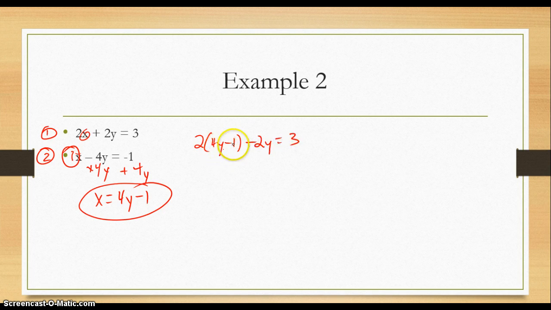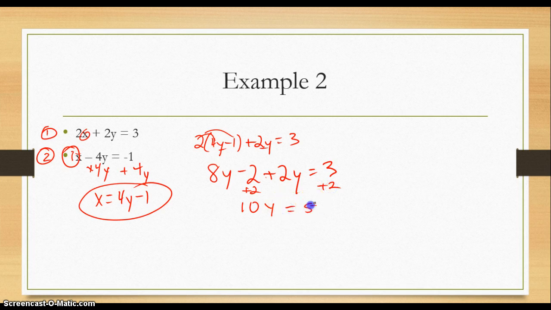Now I only have one variable left, y, so we're going to solve for that. I have to distribute first. 8y minus 2 plus 2y equals 3. Combine like terms, 10y. I'm going to add this 2 over right now, equals 5. Divide by 10. y equals 5 over 10, which is 1/2.